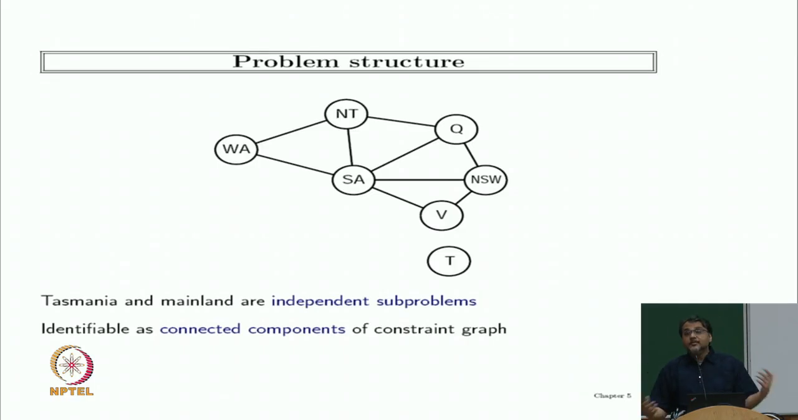right? And how would you figure out that a problem has two independent sub-problems? By just doing a connected component algorithm. So you do a connected component algorithm and you suddenly realize that there are multiple connected components, which basically means that you can solve all these problems independently.